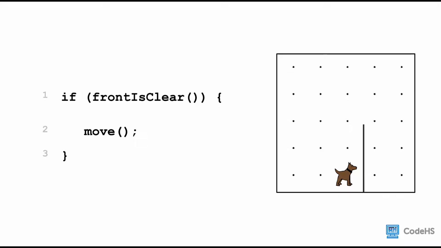Let's highlight one specific thing. This open and close parentheses after front is clear. This is here because front is clear is a function, and we're calling that function. When we call that function, a program will return either true or false.